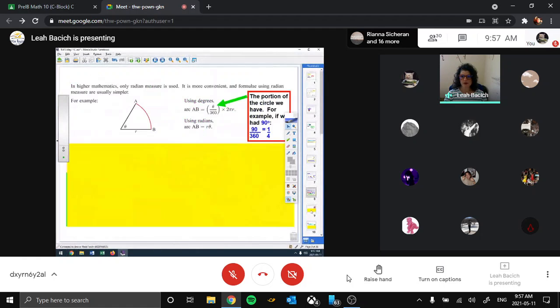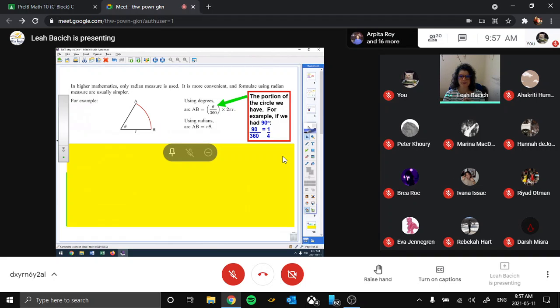Okay, so in higher math, only radian measure is used. It is more convenient and formulae using radian measure are usually simpler. So if you're going on in math, particularly pre-calculus and calculus, you're going to see radian measure a lot. Okay? So the fact that you're taking this course, even if you don't stay with IB, but you're doing the pre-cal route in calculus, you will benefit from this 100%.